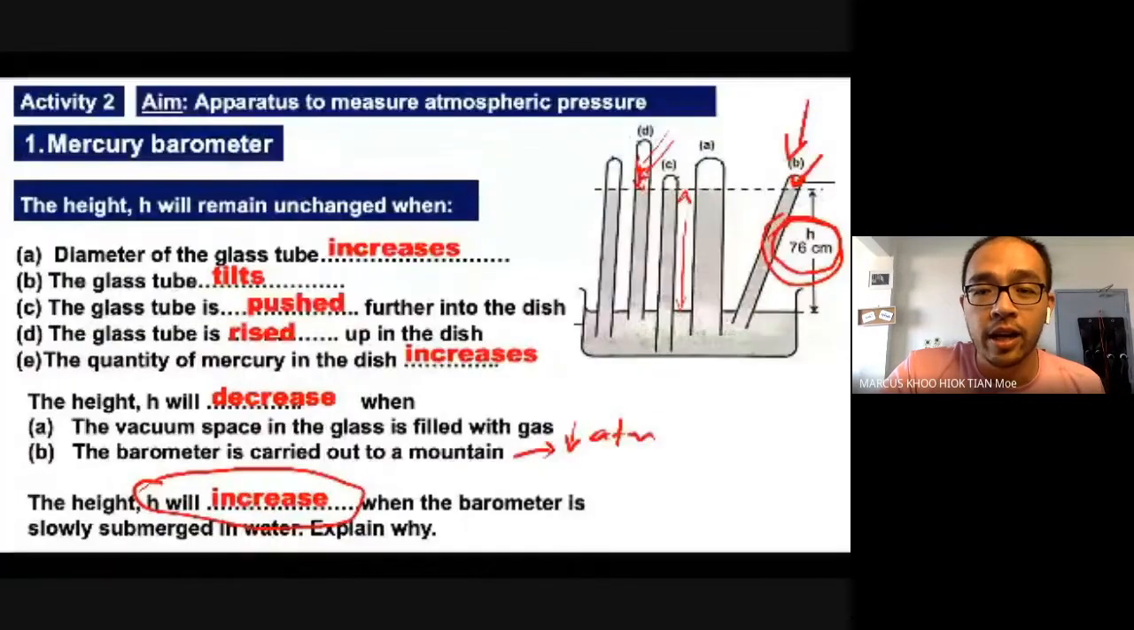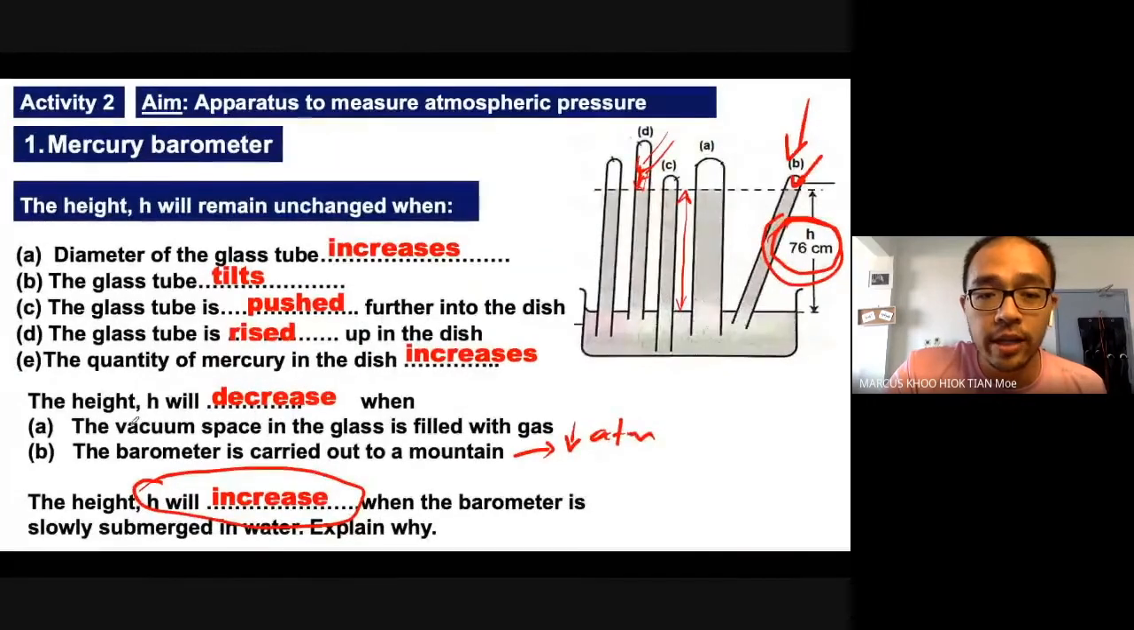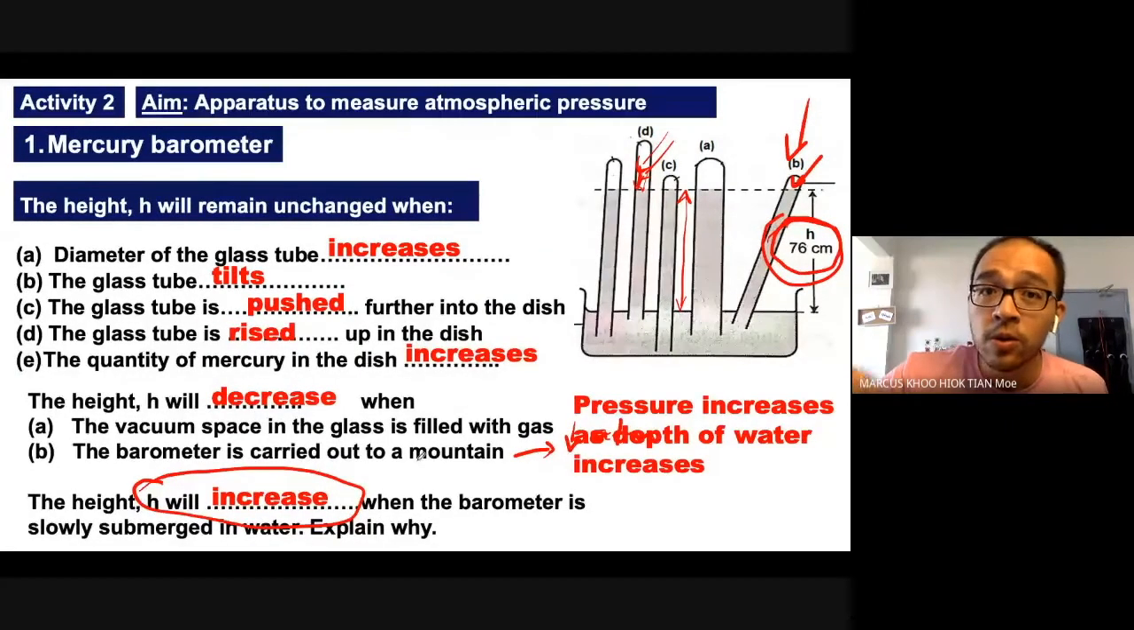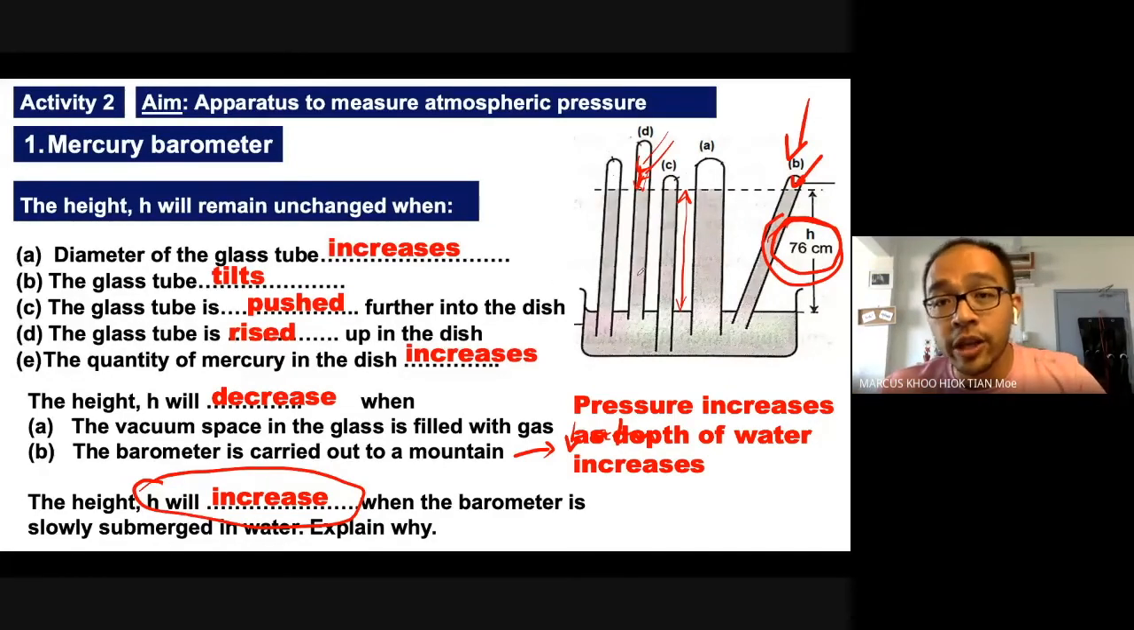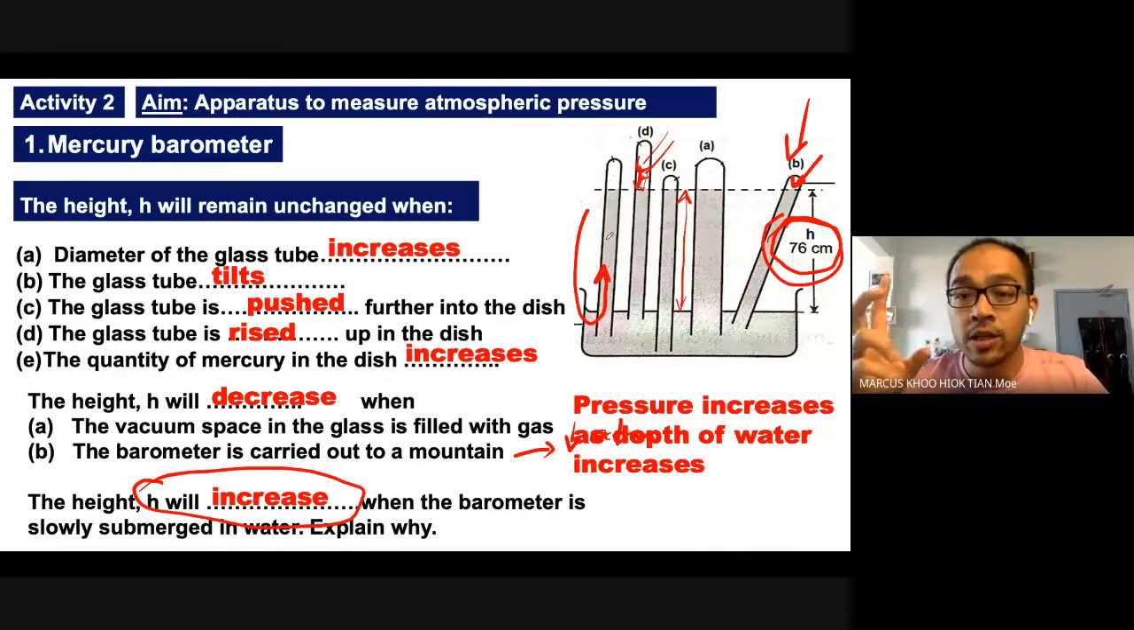Oh, sorry. I thought I disappeared. Because when you go inside water, you increase pressure. So outside, it's not just atmospheric pressure, it's also liquid pressure pushing our mercury up. So that's why the height of this one will increase, because the mercury is not strong enough to push against the atmospheric pressure. There's a lot of pressure from the liquid around us as well.